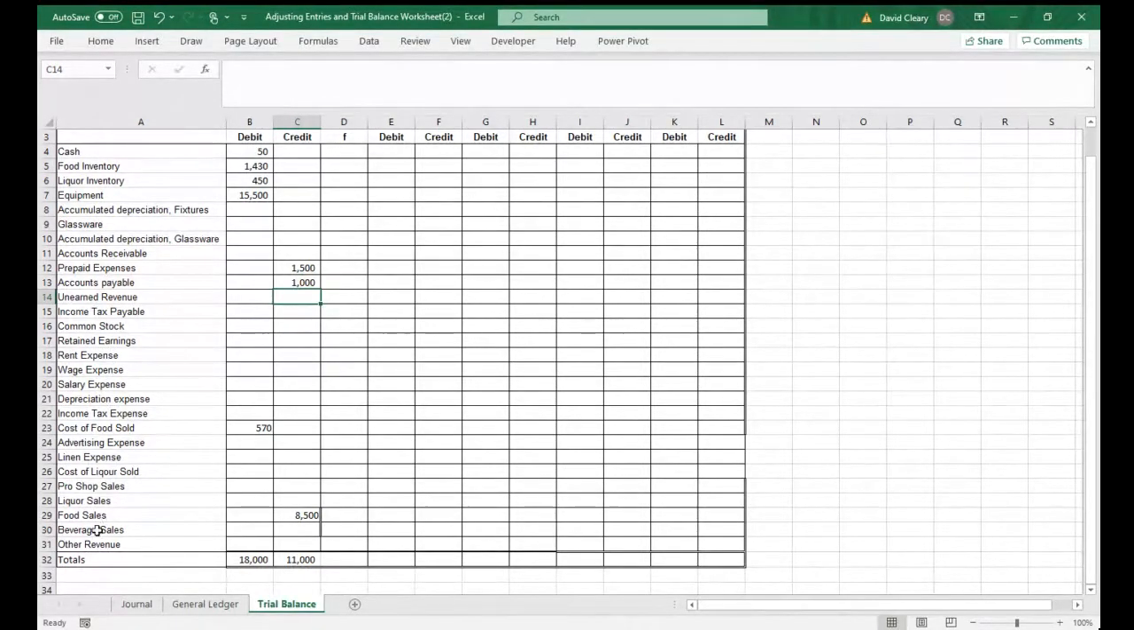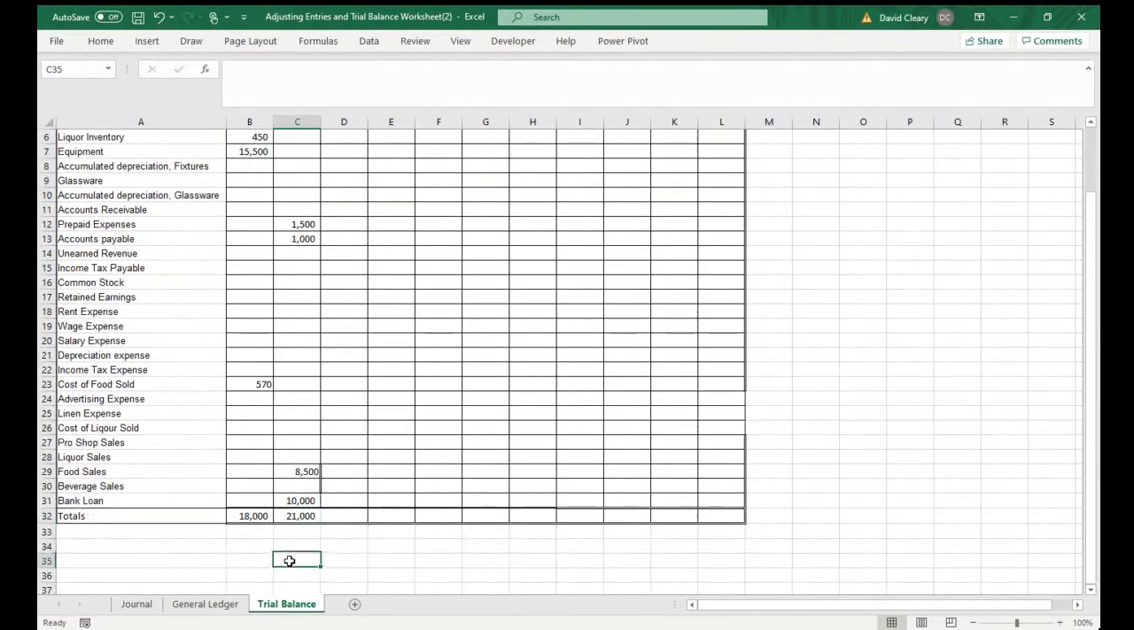Might not be here. Okay, so down here we're going to put bank loan. Bank loan. There we go. And it was for 10,000. There we go. So we don't balance. Oh my God, this is a problem. So our credits are more than our debits, right? So let's try and figure this out.